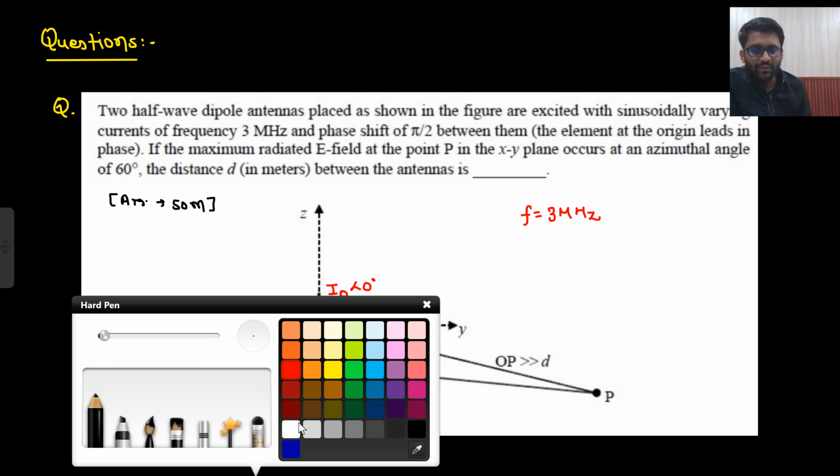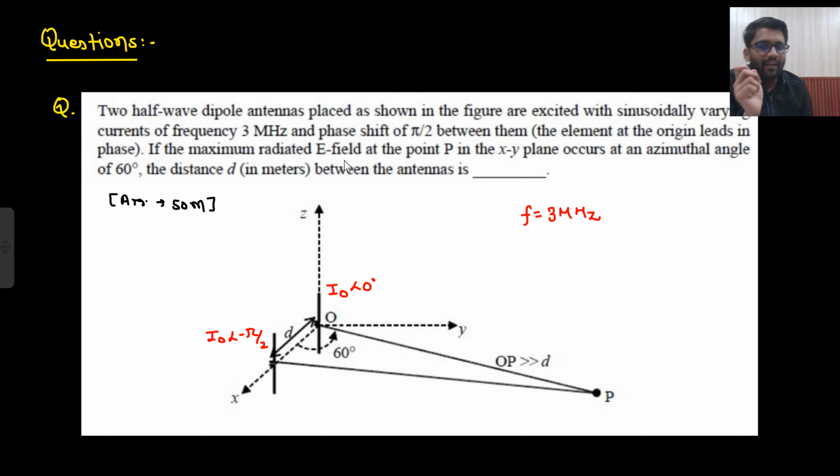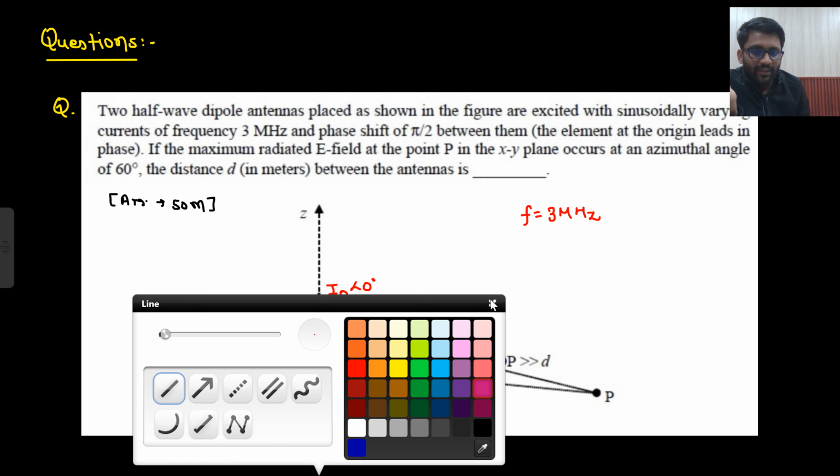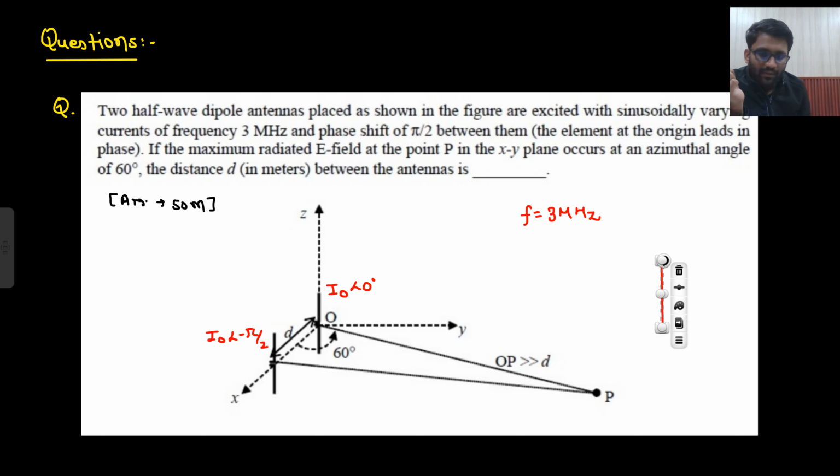Okay, so let's start solving the question. What we need to find? We need to find the radiated E field. This is our target. So how can I write down my E field? First I will write down the E field because of the imaginary antenna at the origin. I need to assume an antenna at the origin, which is already there, but I will assume it from my side, having a current of I naught and a phase of 0°.